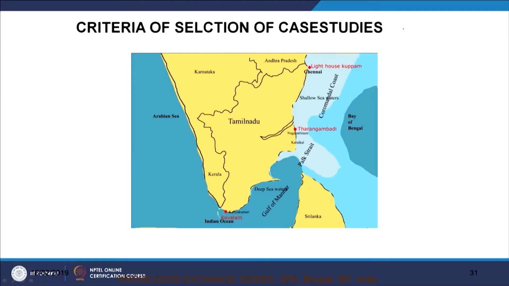As I said to you in the last lecture, I have selected 3 case studies, which is 3 villages. One is Kovalam in the south near Kanyakumari, Tharangambadi, which is near Karaikal and Nagapattinam, and Lighthouse Kuppam, which is a Dalit village island. This is where I have conducted some kind of ethnographic methods. I used to stay there as a fisherman, and I used to interact with various communities. I used to travel with them in the sea for fishing, and I used to observe the daily activities. So this is how I did it.